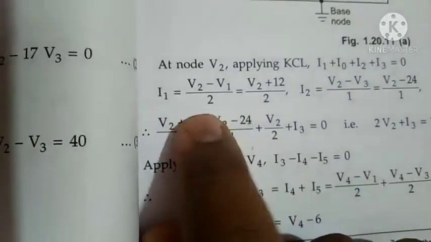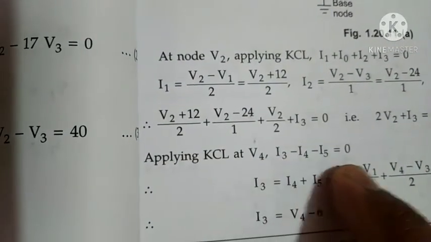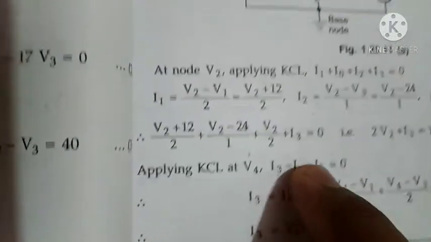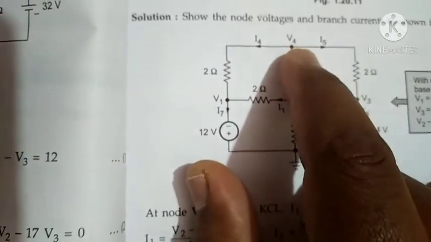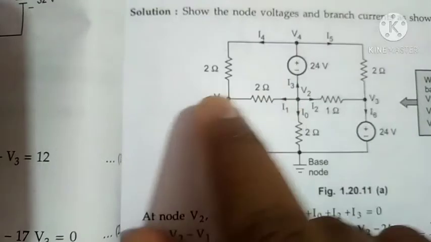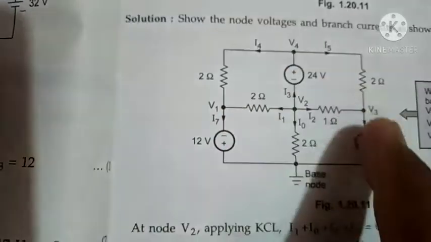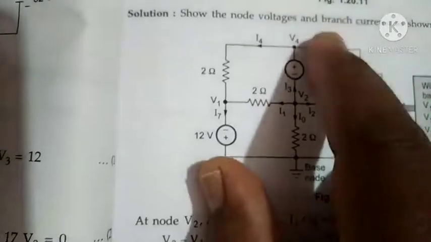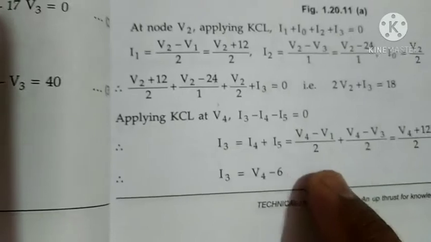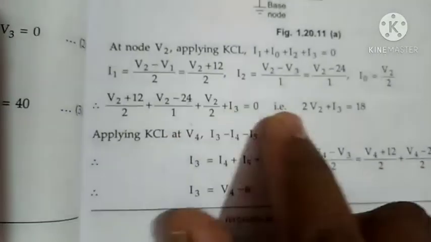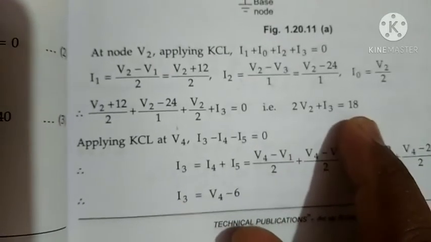So if we add them, we have I3 minus I4 minus I5 equal to 0. I4 can be calculated: the current I4 is moving between V4 and V1. V4 minus V1 divided by 2 will give us I4. V4 minus V3 divided by 2 will give us I5. Okay, substitute those values and simplify, and we get 2V2 plus I3 is equal to 18.